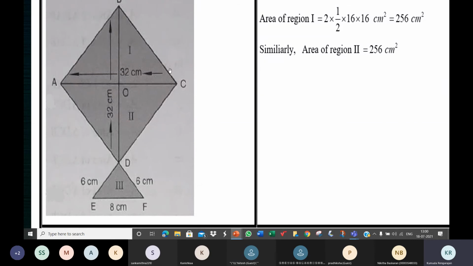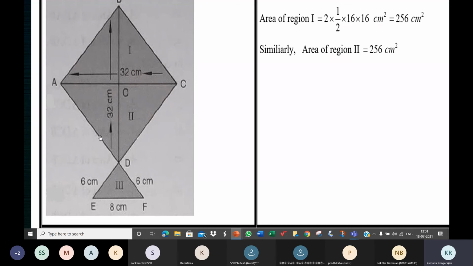See, when you look at region 1, region 1 is a triangle whose base is 32. Altitude 16, because the diagonals bisect each other. It will be 16 from here to here. BO is 16, DO is 16, AO is 16, CO is 16. So half base into height, half 32 into 16, directly will give you the answer for region 1.